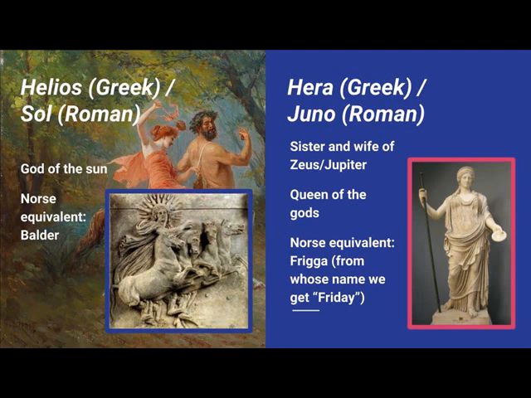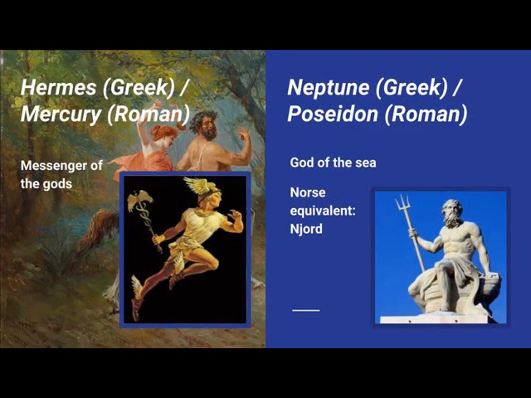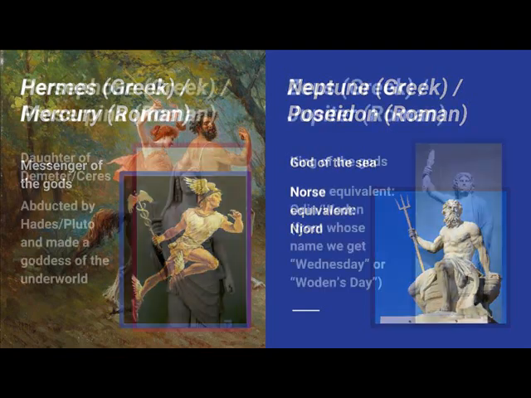The Greek divinity Hera is equivalent to the Roman divinity Juno, sister and wife of Zeus/Jupiter, queen of the gods, Norse equivalent Frigga, from whose name we get Friday. The Greek divinity Hermes is equivalent to the Roman divinity Mercury, messenger of the gods. The Greek divinity Poseidon is equivalent to the Roman divinity Neptune, god of the sea, Norse equivalent Njord.